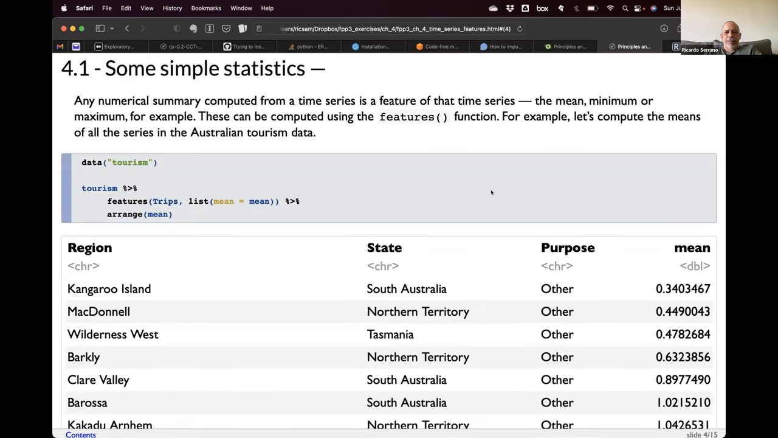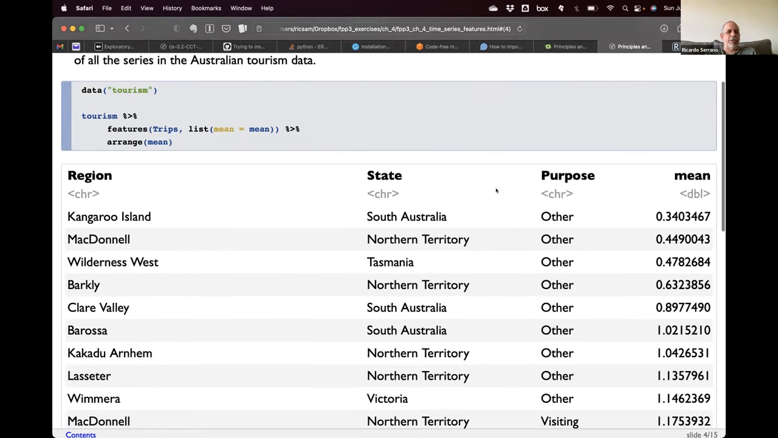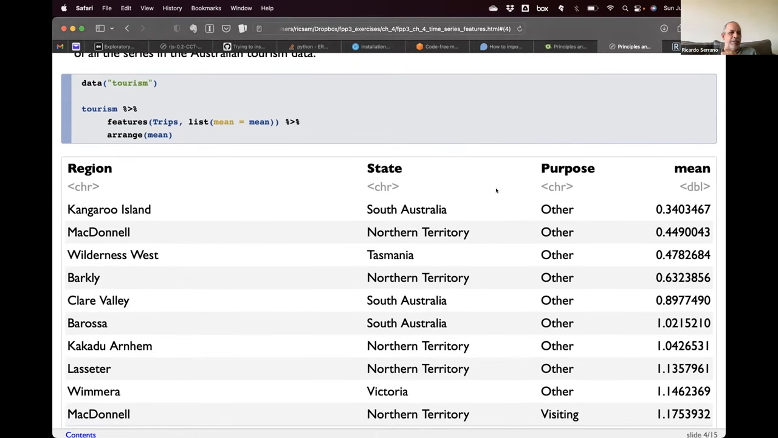So the chapter, section 4.1, what it does is we start with certain simple statistics. The first exercise here is to get some data from the tourism data set and then just calculate the mean for all the time series that are there. As you can see, there's a region, there's a state, and there's a purpose, okay?